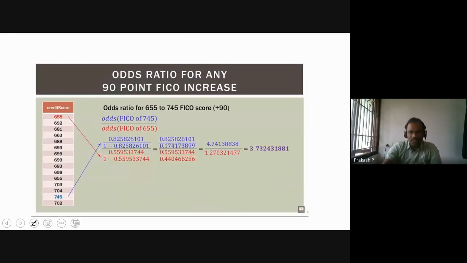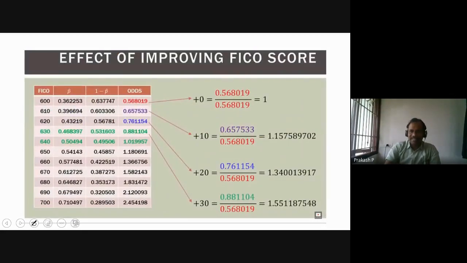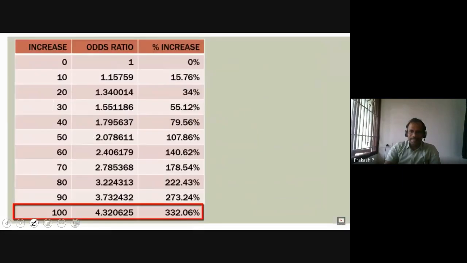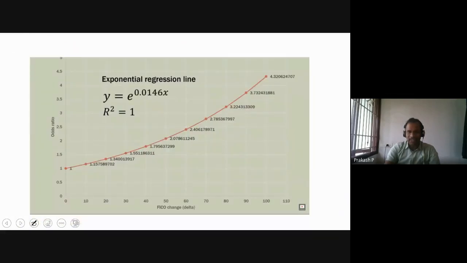Similarly, once you find the odds ratio between two numbers, wherever you find two numbers with a difference of 90, the odds ratio remains the same, right? So where can this all be used? If the difference is 10, or 20, or 33, or 30, there is a possibility of 55 percent that you may get a loan. Right. If there is an increase of 100, or an increase of 30, there is a 332 percent odds ratio by which you may get a loan.